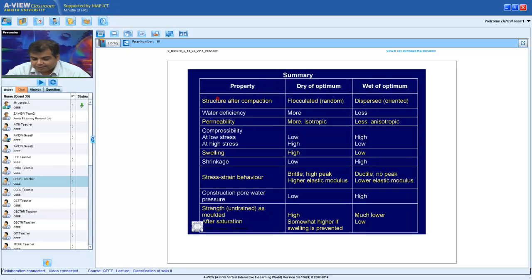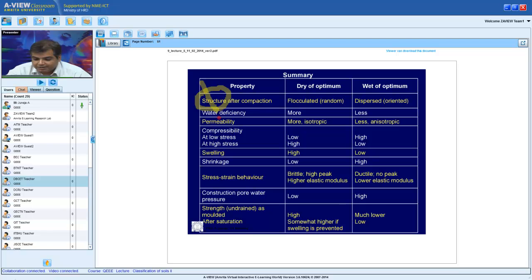Okay, please look at the first one. I'm not going to make you worry too much on the error right now. It says structure after compaction, and it speaks about flocculated and dispersed. Obviously, flocculated and dispersed refer to fabric. So this word is incorrect. It should not be structure, but it should be fabric. That was the trick in this slide.